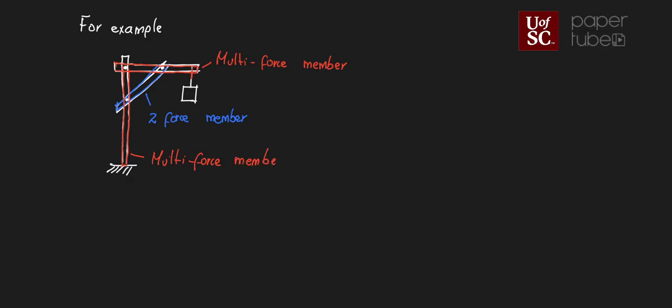So that's the first thing that I try to do. I mentally try to look at which of those elements are two-force members, which one of those are multi-force members, right? The next step that I try to do is I take each of the components of this frame or of the machine, and I try to do a free body diagram for each of those components.